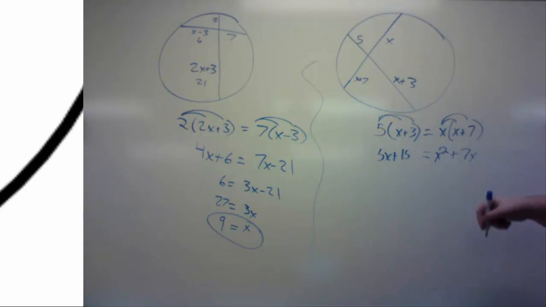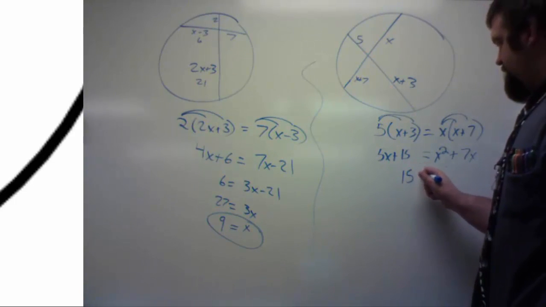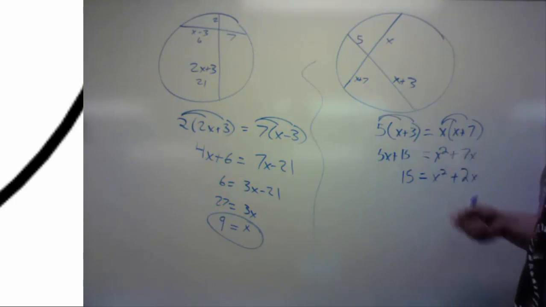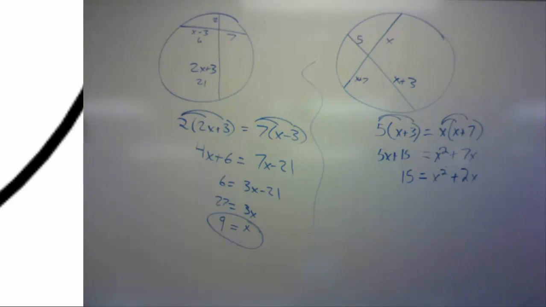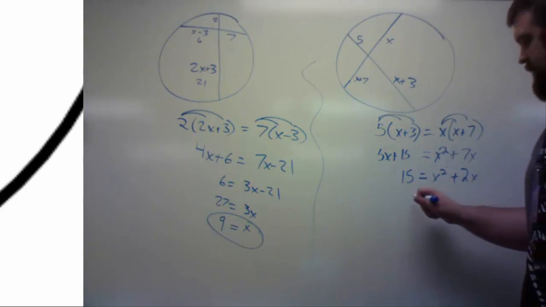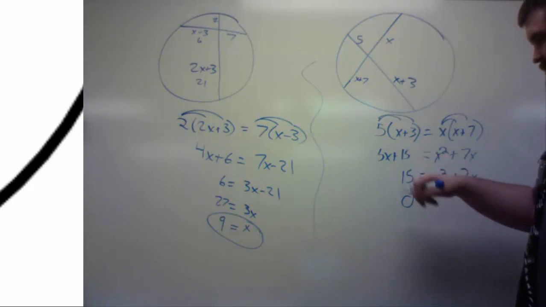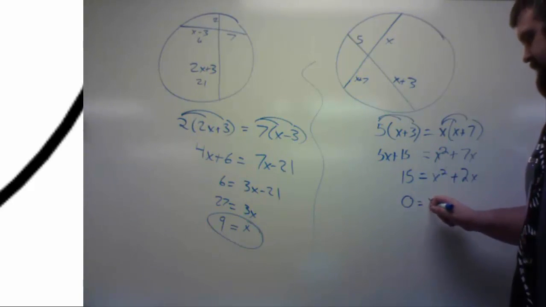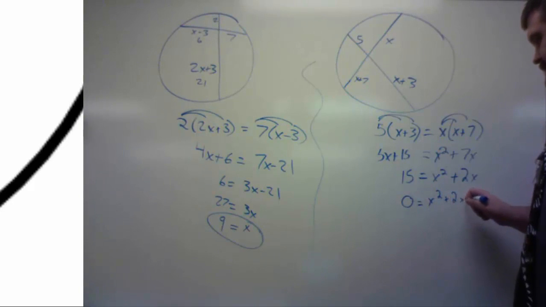Alright, let's try and get all the x's to one side. 15 equals x squared plus 2x, because I subtracted 5x from both sides. There's no way to really get rid of this easily. So what I'm going to do is move 15 over to the right by subtracting 15 from both sides. So I'm going to get 0 equals x squared plus 2x minus 15.